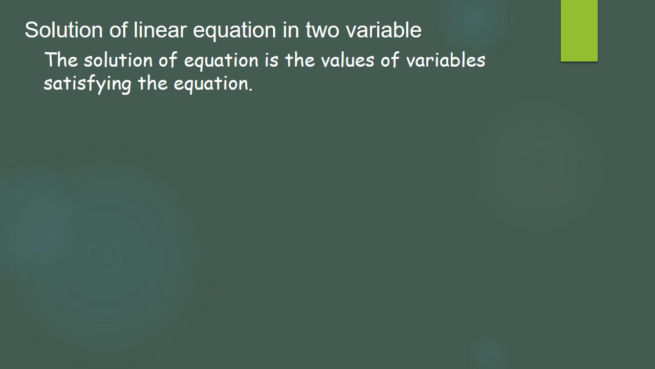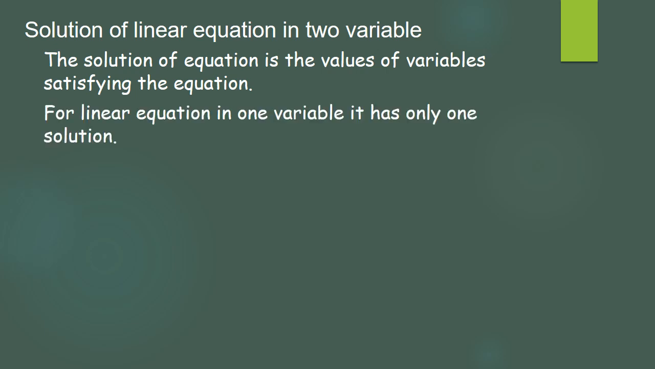Now in yesterday's video, we saw a linear equation in one variable, correct? In that case, we said that it has a solution. So a linear equation in one variable has only one solution. Now we will check how many solutions two variables can have. For that, we will take one example. Let the equation be 2x plus 3y is equal to 12.